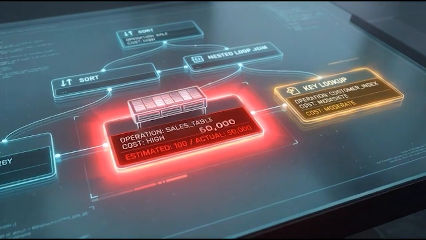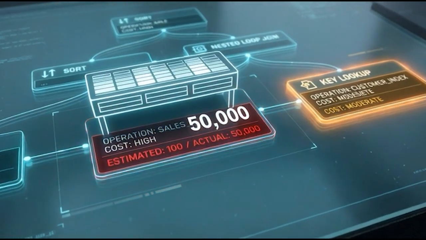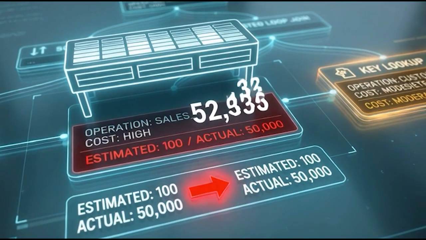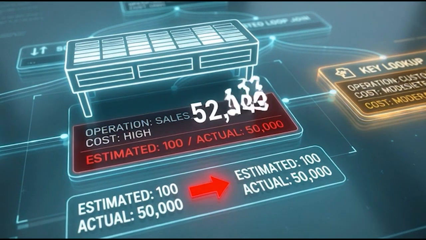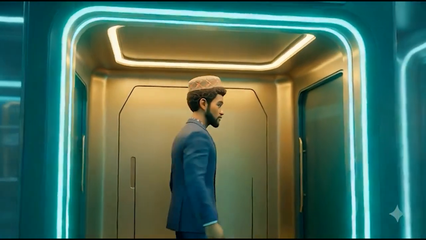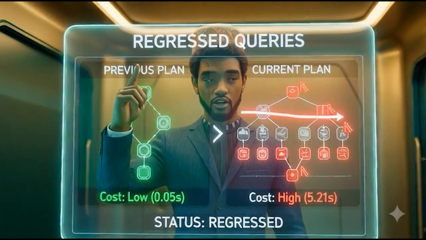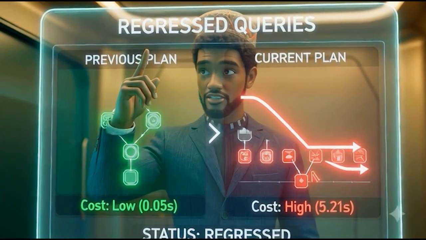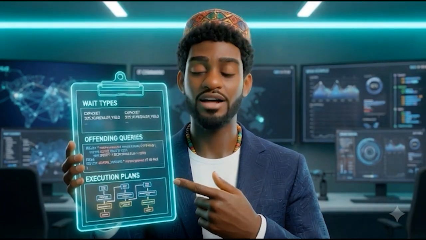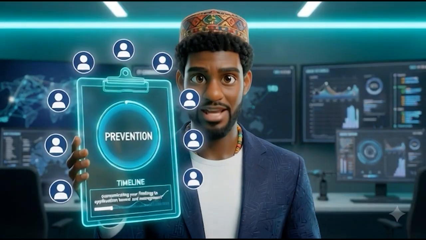Look for the warning signs we covered in the execution plans video: table scans on large tables, key lookups with high row counts, large row count mismatches between estimated and actual. If you have Query Store enabled, check the Regressed Queries report. A plan change is often the culprit behind sudden performance degradation that wasn't triggered by any obvious external change. Document everything you find: the wait types, the offending queries, the execution plans, the timeline. This information is valuable for preventing recurrence and for communicating your findings to application teams and management.